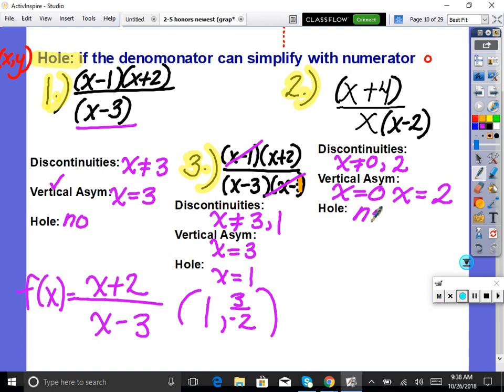No hole. Does everybody understand how discontinuities work? They come from the denominator. Now notice in my example, everything was factored. You need it factored to know what will divide out.